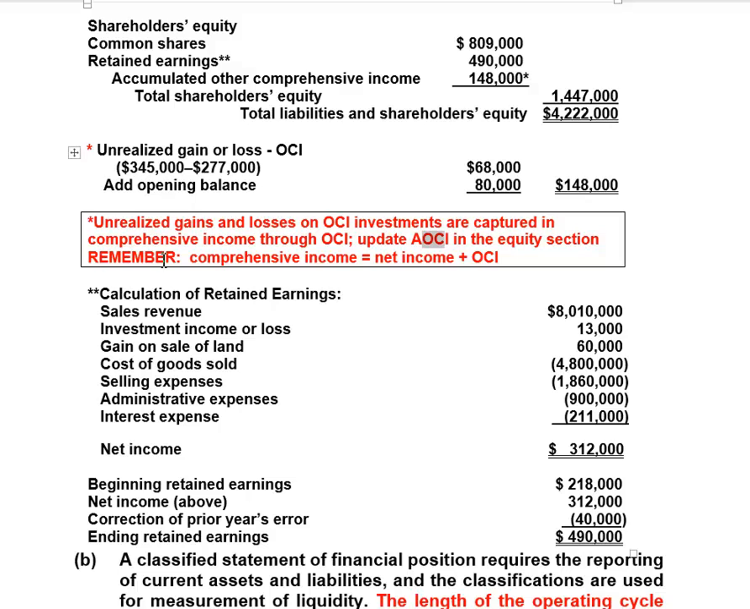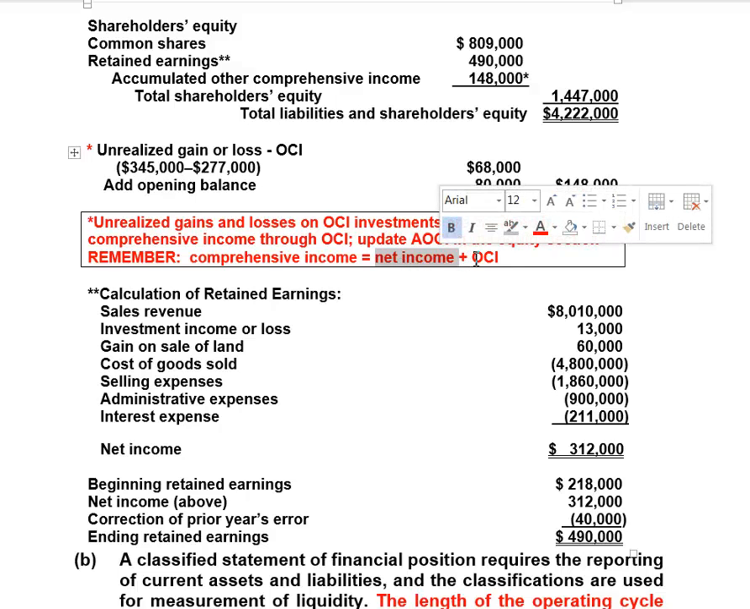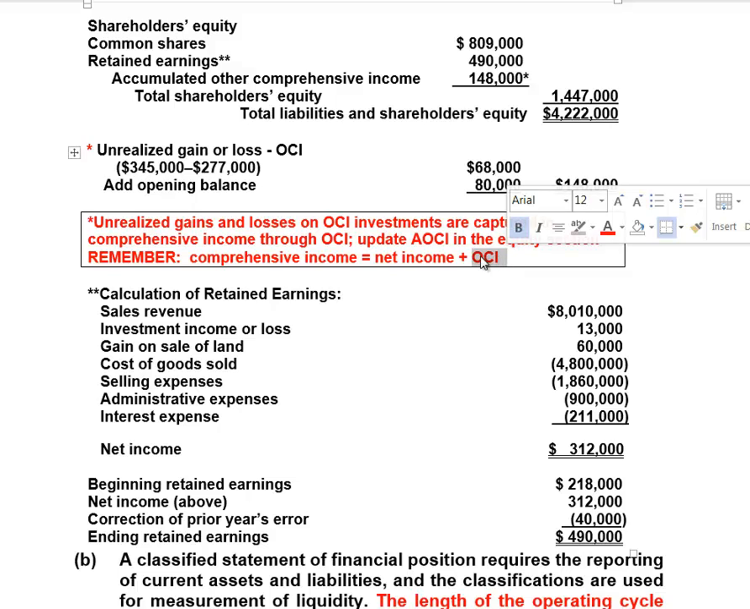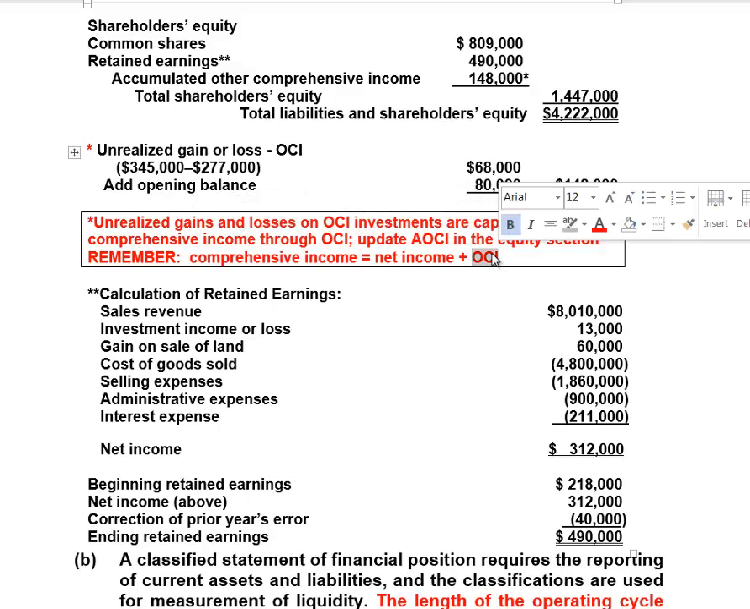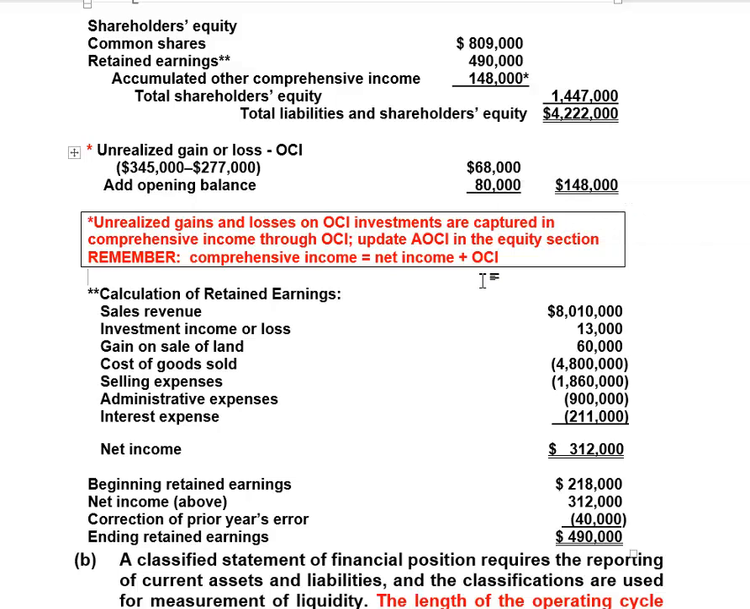So remember, comprehensive income is equal to net income, which is where your fair value through net income investment gains or losses are, plus OCI, which is where your unrealized gains and losses on fair value through OCI investments are. Together, all these pieces of income give us comprehensive income. I'm just interested in any unrealized gains and losses that are in that OCI account, because that's what's going to adjust my AOCI.